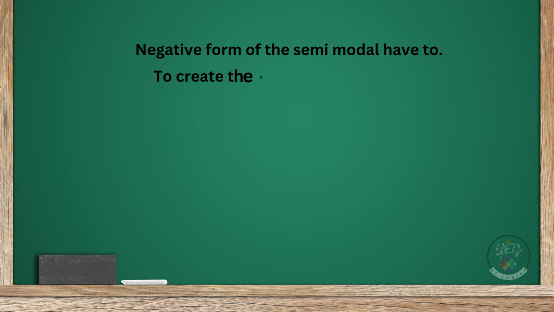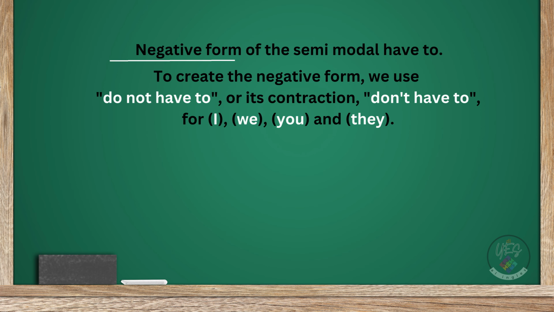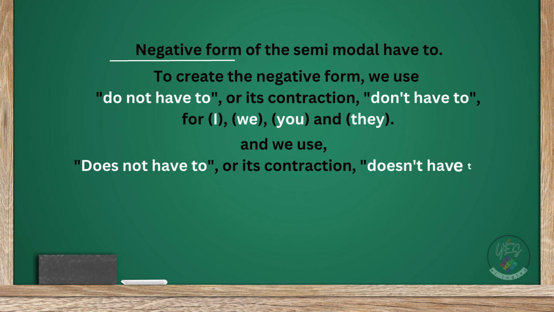Now, let's see some examples of the negative form of the semi-modal have to. To create the negative form, we use do not have to, or its contraction, don't have to, for I, we, you, and they. And we use does not have to, or its contraction, doesn't have to, for he, she, and it. Here are the examples.